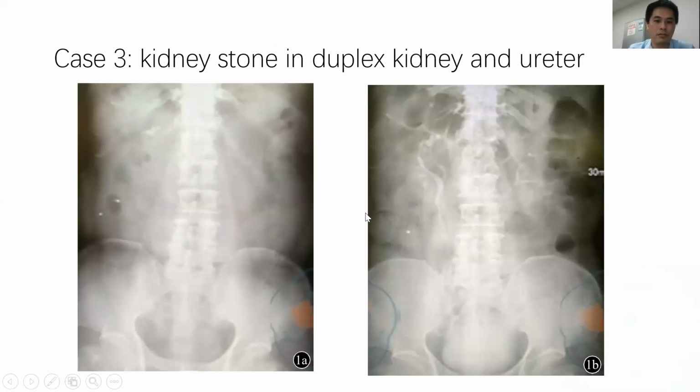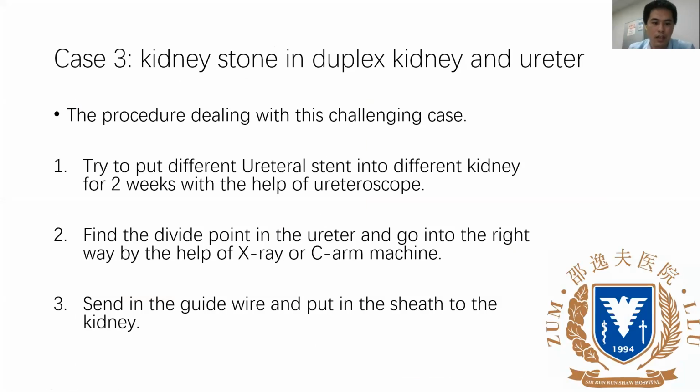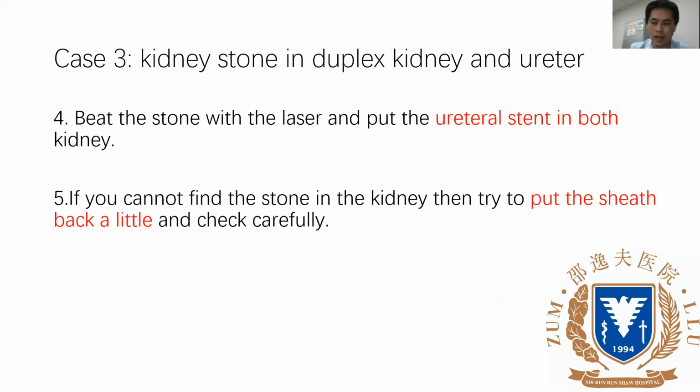And the procedure when we're dealing with this challenging case is, first, you try to put different ureteral stents into the different kidneys, but sometimes you cannot find the right way. It's okay, but at least put one ureteral stent into the kidney. And then second, find the divided point in the ureter and go into the right way with the help of the X-ray or C-arm machine. And send the guide wire and put the sheath into the kidney. And the later part is quite easy. Once you finish these 3 steps, you just break the stones with the laser and put both ureteral stents in both kidneys.